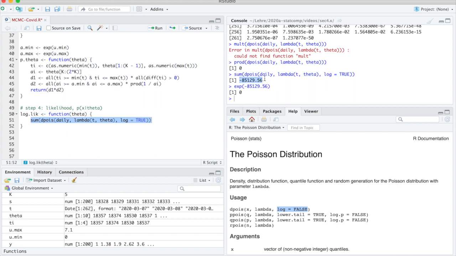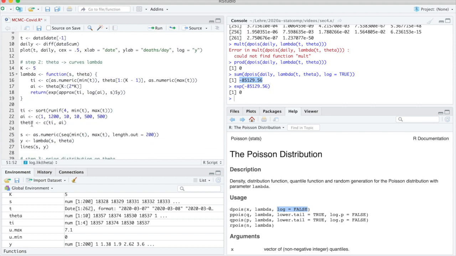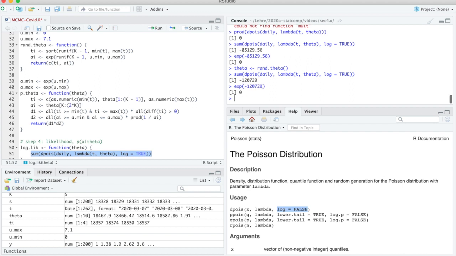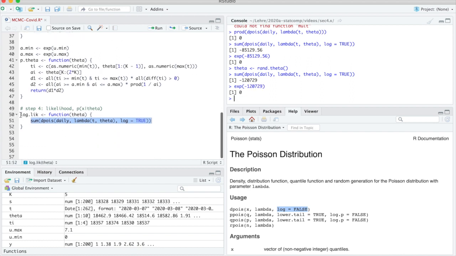So by taking the log likelihood, we have some information here, and let's just get a new theta. And if I do the sum, then I get minus 120,000, a different number, but we can tell these apart, so that was less likely than that. But if I would take exponentials, we would see no difference in both cases. We would get zero. So it's important for these things to take the log likelihood and to keep the exponentiating as long as possible. Okay, so the likelihood was actually rather easy. That's already done.